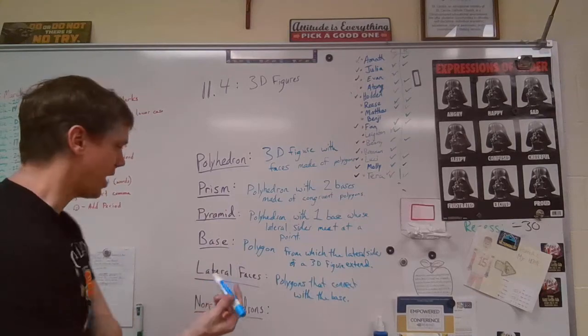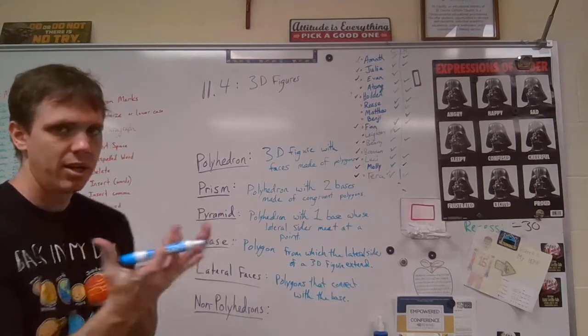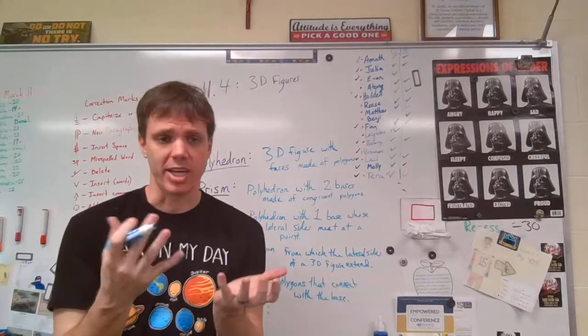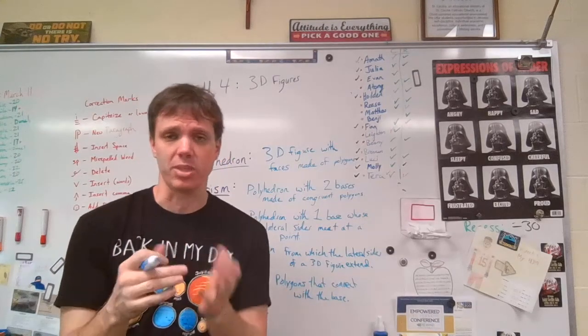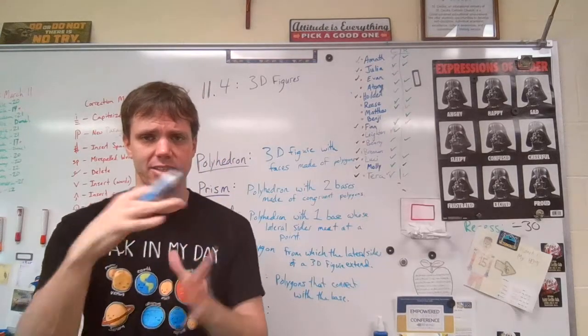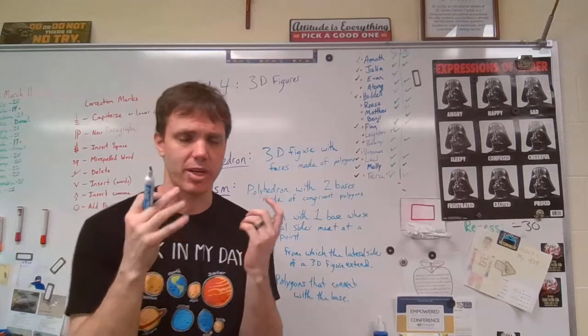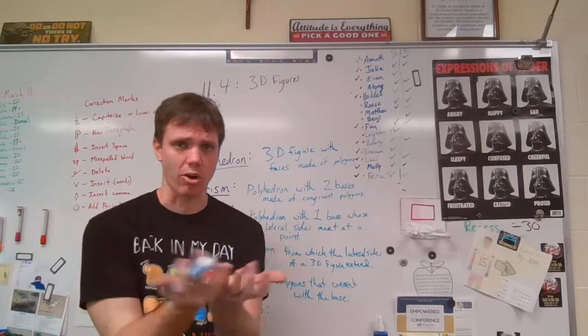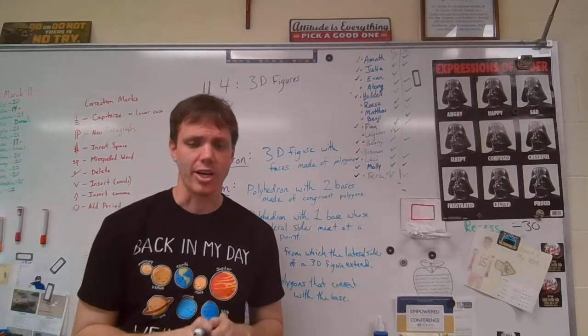So if you look at like a ball, right? A ball is a 3D figure, but it is not considered to be a polyhedron because its sides and its faces aren't made up of polygons. They are, well, they're not anything. It's just a curve, right? It's curved.